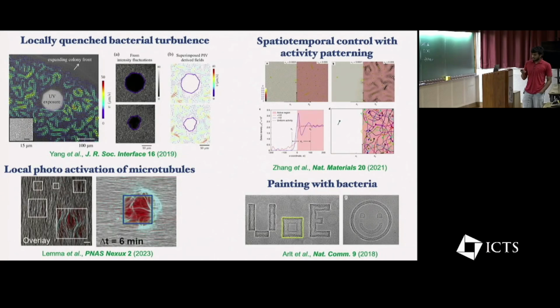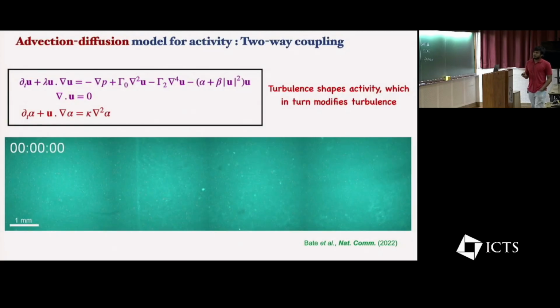So here we propose a model where instead of keeping alpha constant in time, we allow it to evolve via this advection-diffusion equation. And mind you, this is a two-way coupling model. This activity is responsible for the underlying turbulence, and then the turbulence modifies and shapes this activity.